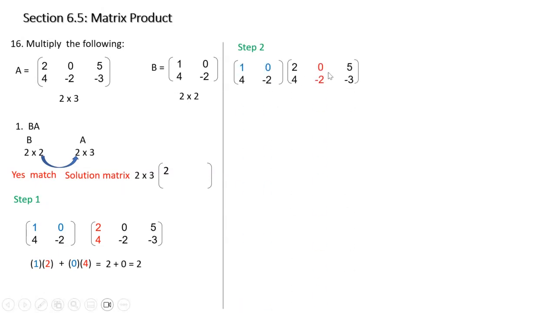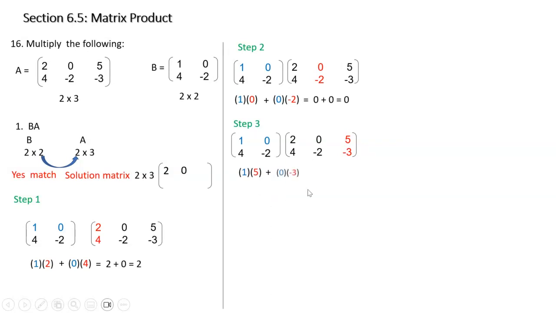Now comes step 2. Now I'm going to multiply times the second column. 1 times 0 plus 0 times negative 2. It's going to be 0 plus 0. The answer will be 0. So the 0 goes on the first row, second column. Now we do step 3. We need to go one more column. So we're going to multiply times the third column. That's why it's in red. So 1 times 5 plus 0 times negative 3. It's going to give us 5 plus 0. The answer is 5. So 5 goes on the first row, third column.